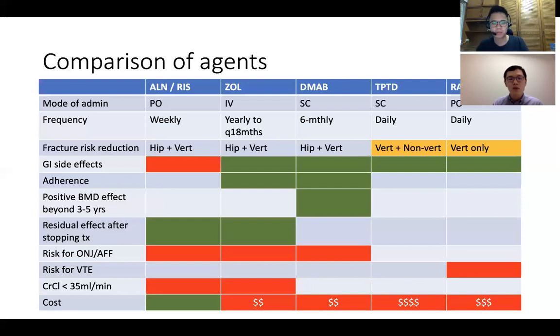Then with raloxifene, you're worried about venous thromboembolic events. Renal function is an important consideration, because in your patient who has CKD3, if let's say it's CKD3B and the creatinine clearance is below 35, then the bisphosphonates start to be a bit iffy, and you need to consider other things like denosumab, for example. And then of course cost is an issue that a lot of our patients face.